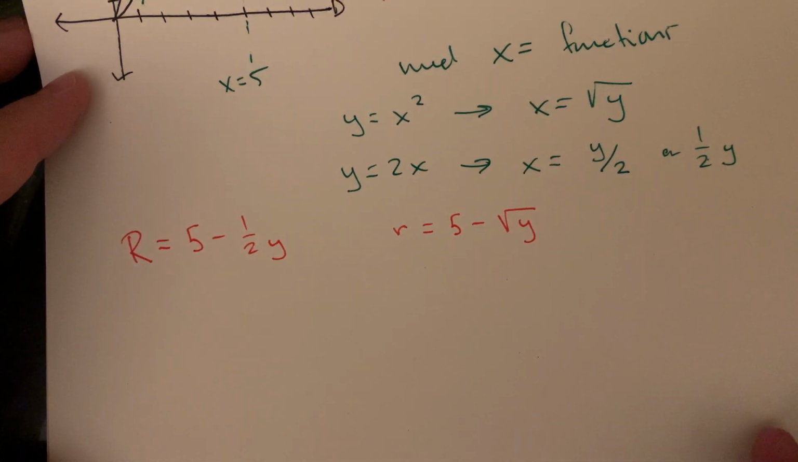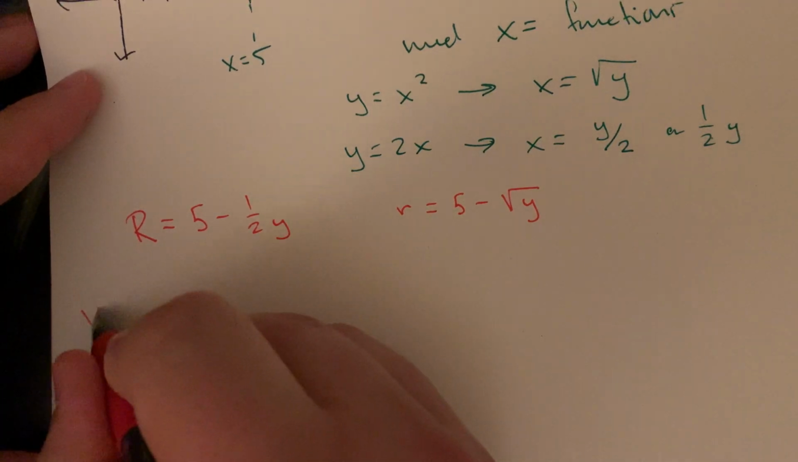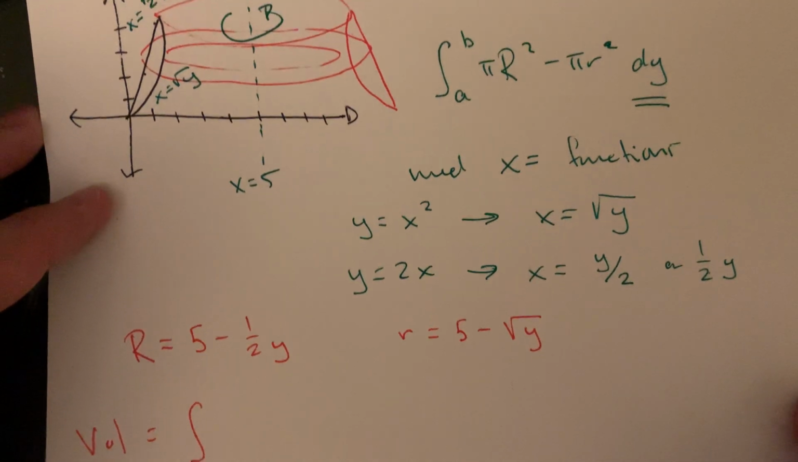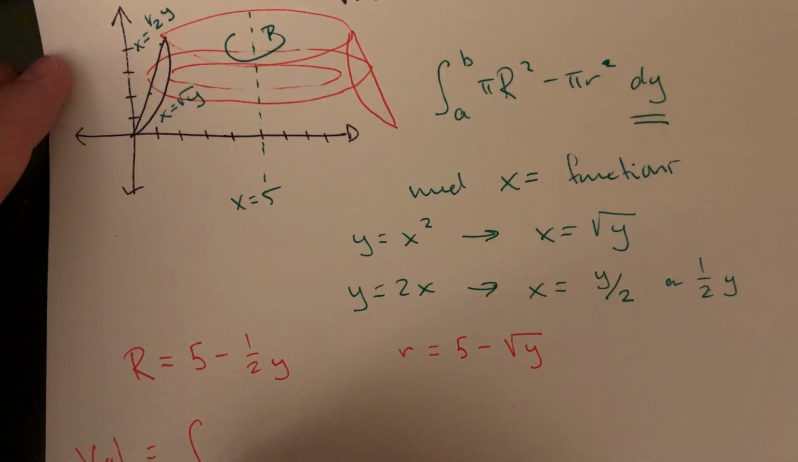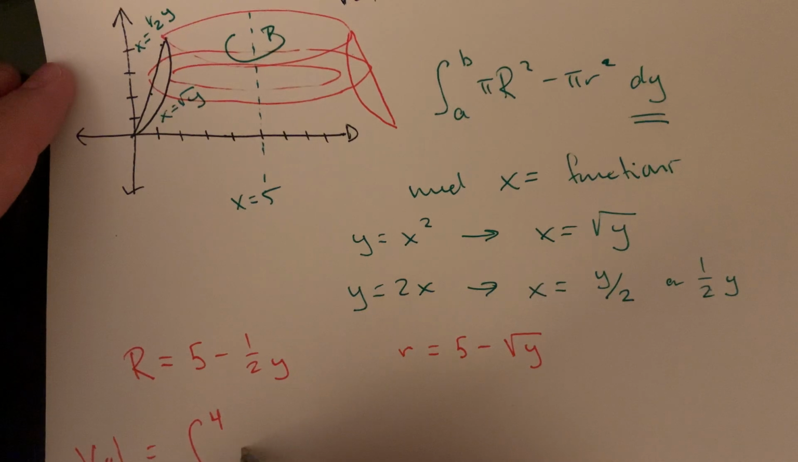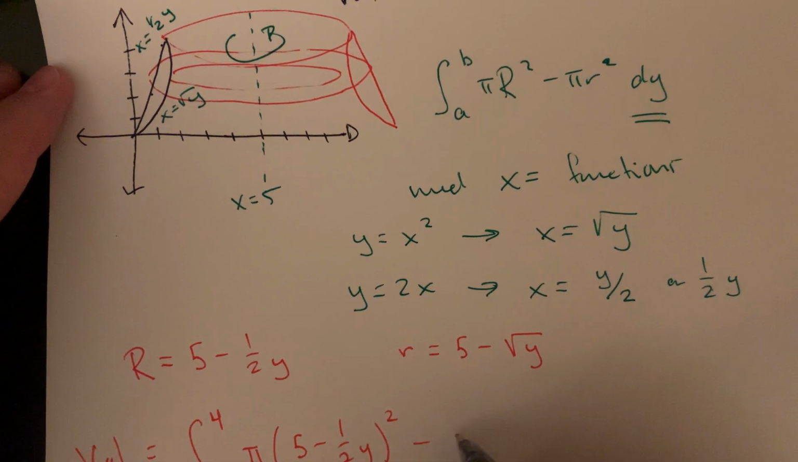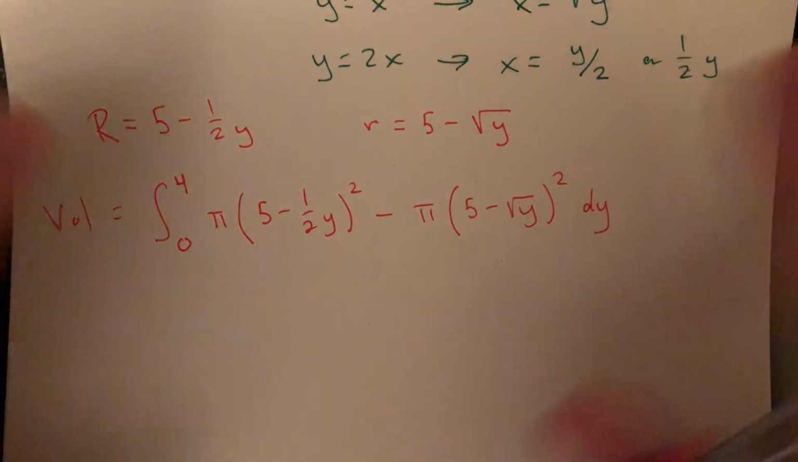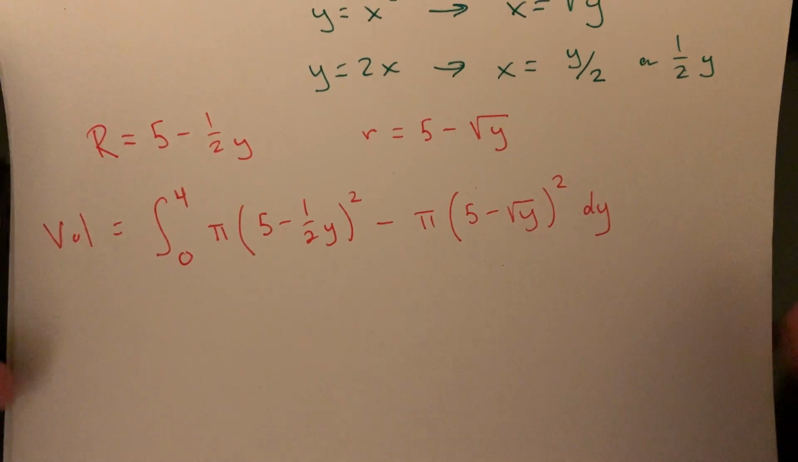That said, now that we know the individual pieces, the setup for our volume should be the integral. It's a y interval, so from 0 to 4 on the y-axis. So pi times this big radius, quantity 5 minus 1/2 y, squared. That's going to be a FOIL situation. Minus the quantity 5 minus root of y, quantity squared, dy. And I'm just going to leave it like that for now.